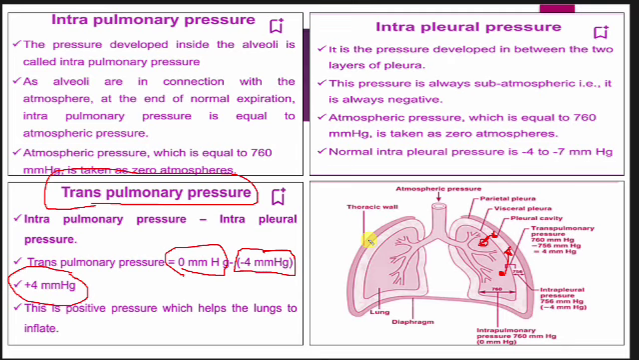I hope you are not confused. Of course, you are very, very intelligent, so you can't be confused. So 0 millimeters of mercury minus 4 millimeters of mercury will give you what? Plus 4. Because minus cancels out what? Minus. And the answer you get is what? Plus 4 millimeters of what? Mercury.